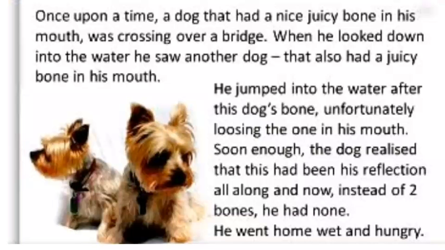Once upon a time, a dog that had a nice juicy bone in his mouth was crossing over a bridge. If I explain the first line of the story, then one day a dog got a piece of meat or a piece of bone, and he was very glad to have it and thought of a hearty meal at home that evening. So with a piece of bone, he was crossing over a bridge.